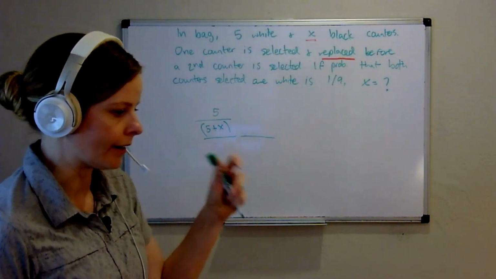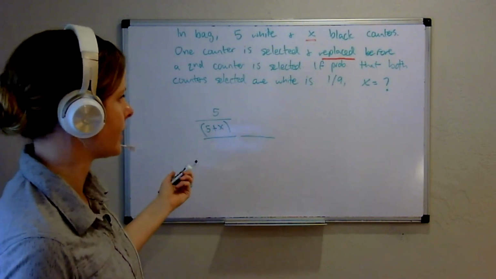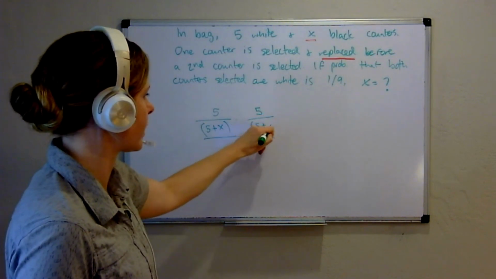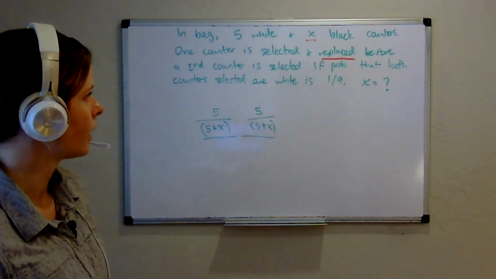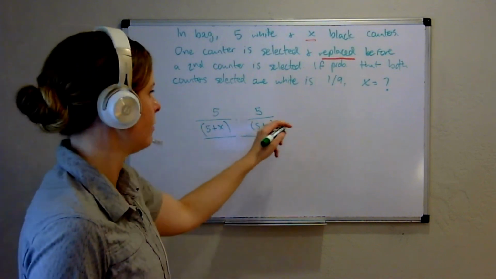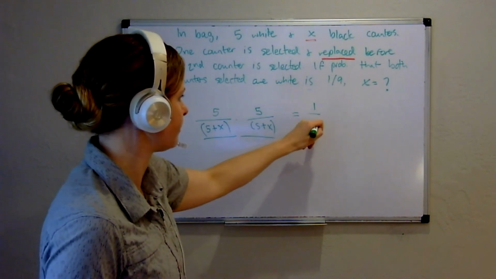And then I go ahead and I select that white one and I put it back. And the same exact thing happens with my second pull. I've got 5 white counters out of a total of 5 plus x counters in the bag. And what I'm told is that the probability of this happening is 1/9. So I can just go ahead and set that equal to 1/9.